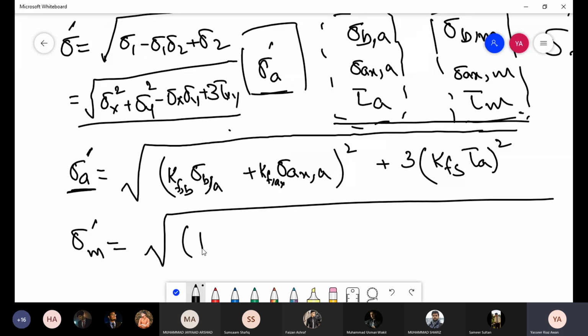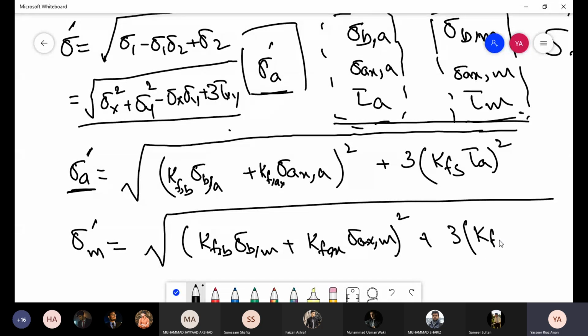Sigma m prime would again be the stress concentration factor into the mean bending load, okay, and mean axial load, okay, and mean torsional load, okay. So that would give you the sigma m value.